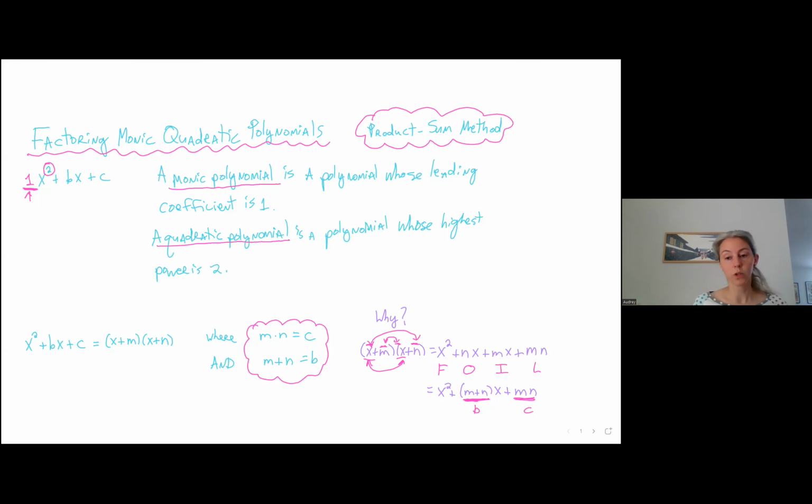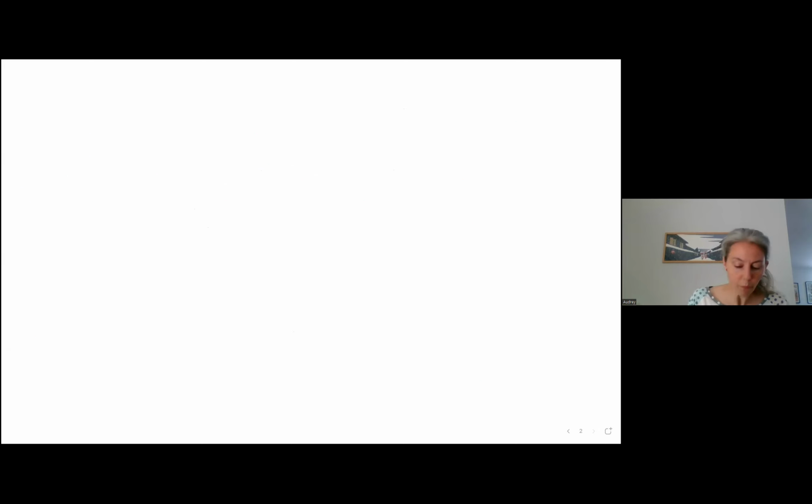So let's see how this works with an actual polynomial. We're going to factor the monic quadratic polynomial x squared minus 3x minus 28. And we can see that this is monic because we don't have a number in front of x squared. So it's like 1x squared, and it's quadratic because that leading power is 2. The highest power is 2. So we want two numbers, m and n, where m times n is equal to negative 28 and m plus n is equal to negative 3.